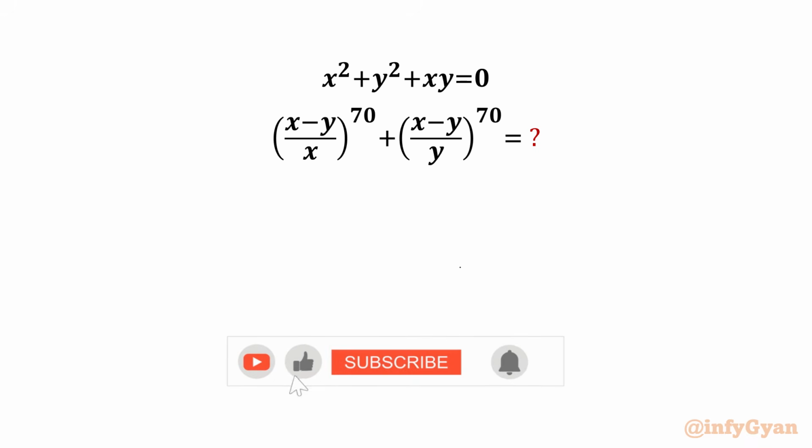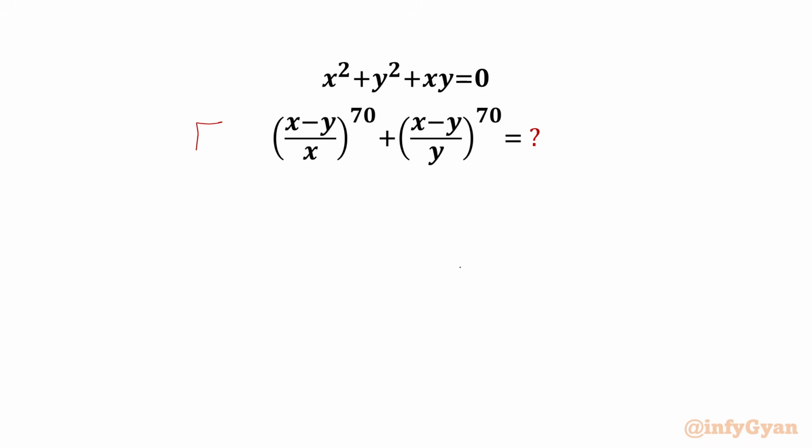In this video, we have to solve another very interesting question from algebra. If x square plus y square plus xy equal to 0, then it is said to find this expression. Let's say the required expression is E. Now we will write the given equation x square plus y square plus xy equal to 0.